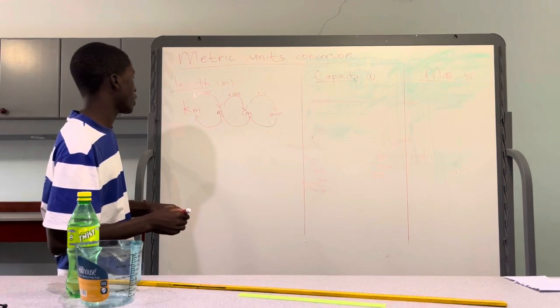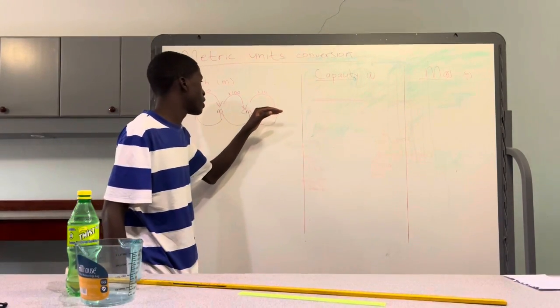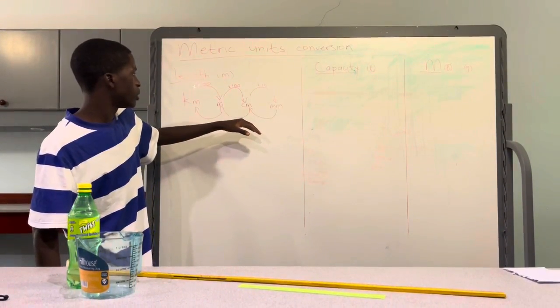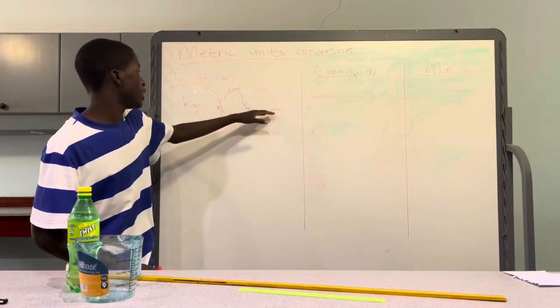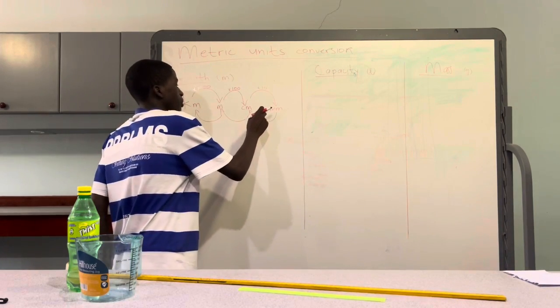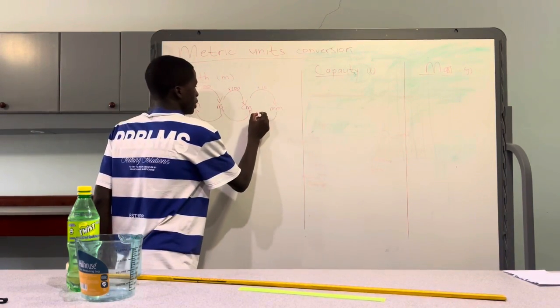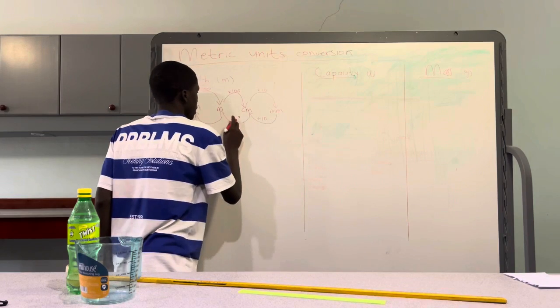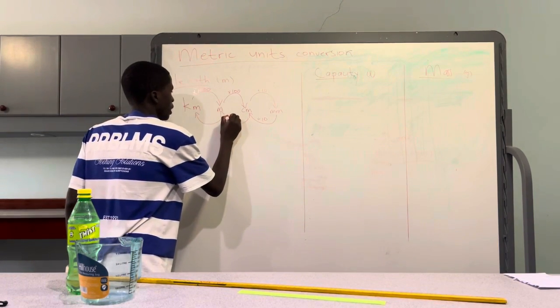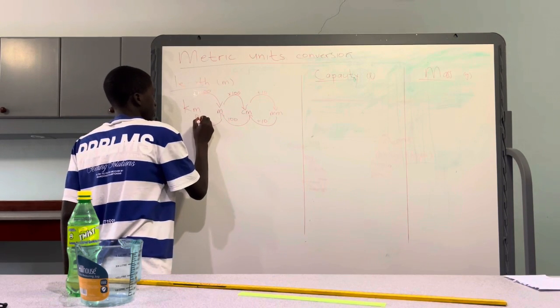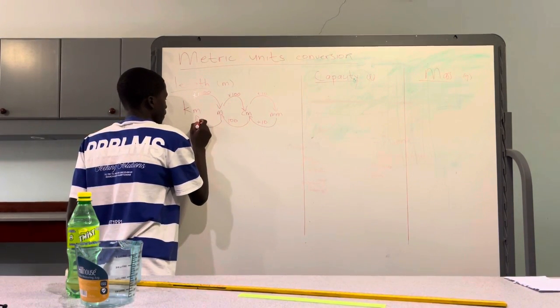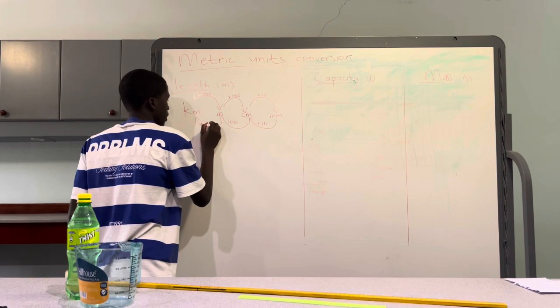Okay, and when we are converting from a smaller unit to a bigger unit, we are dividing. And here, if you are converting from millimeter to centimeter, we are dividing with 10. Here we are dividing with 100 from centimeter to meter, and from meter to kilometer we are dividing with 1000.